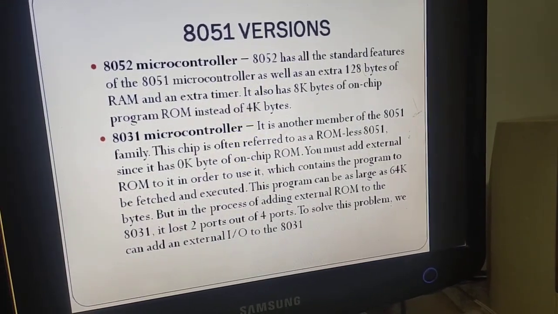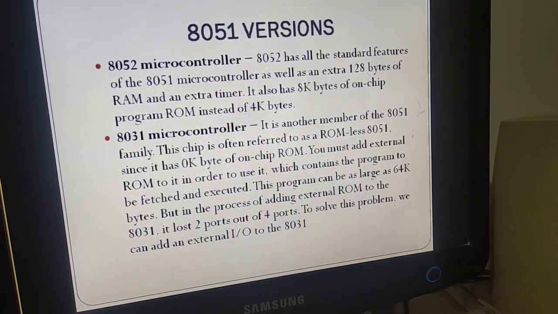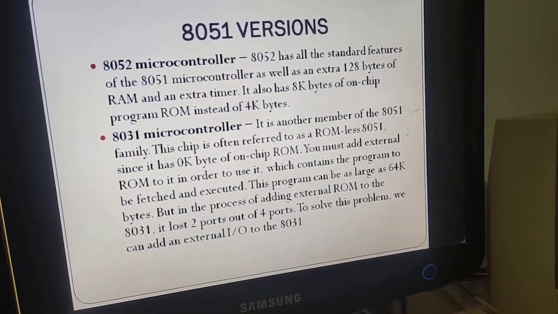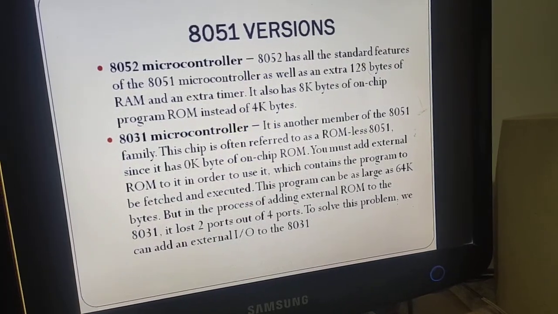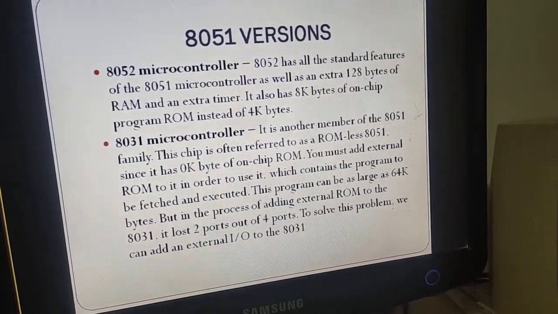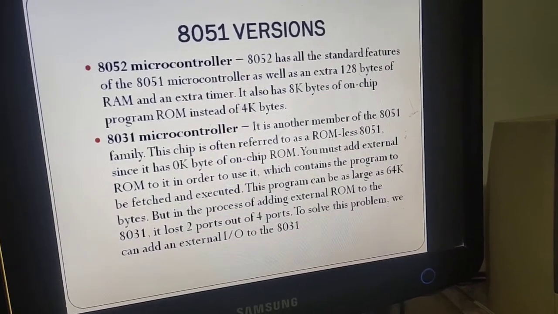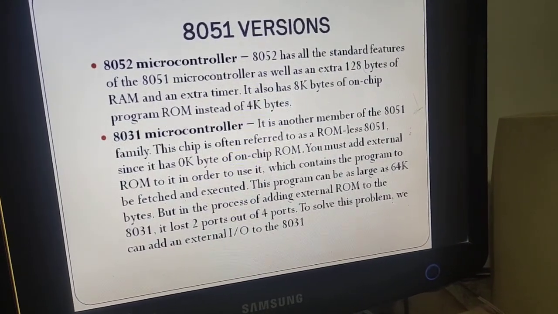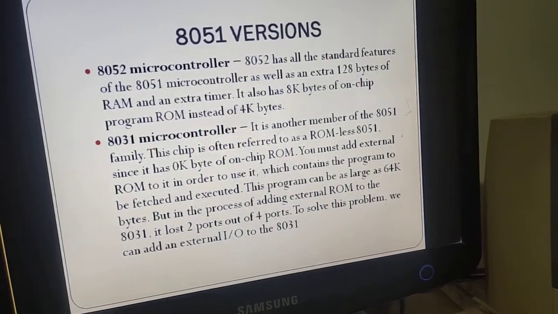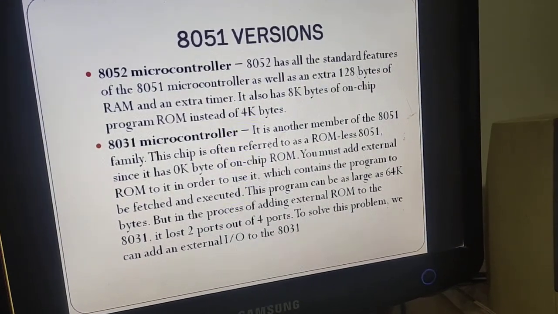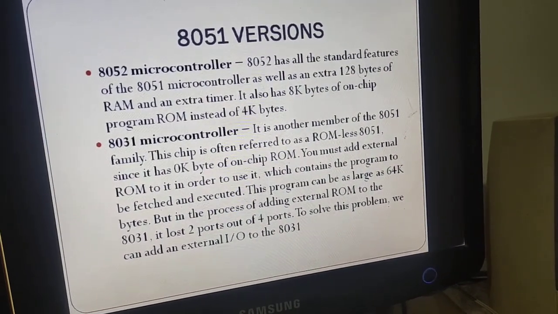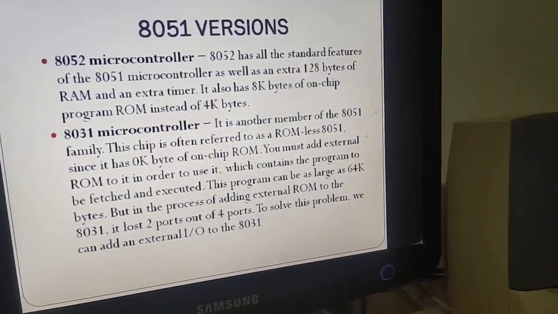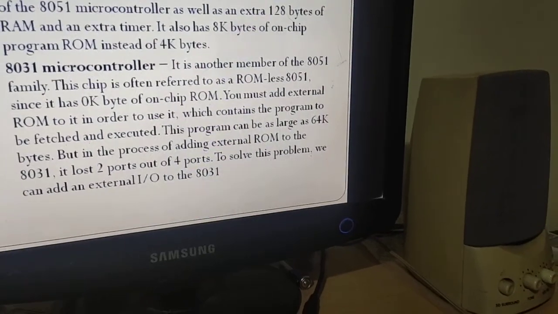The 8031 microcontroller is another member of the 8051 family. This is also referred to as a ROM-less 8051. See, before 8051 came into the picture, 8031 was introduced. But you need to add an external ROM to it to use it. We call it interfacing. So it's again a laborious process. In order to minimize that, 8051 came into the picture.